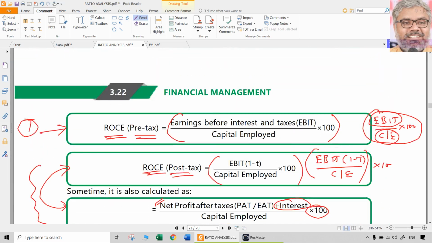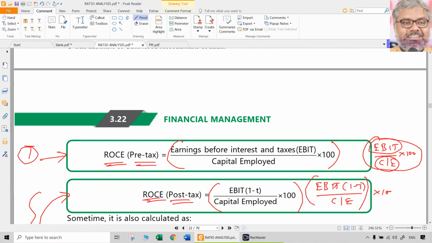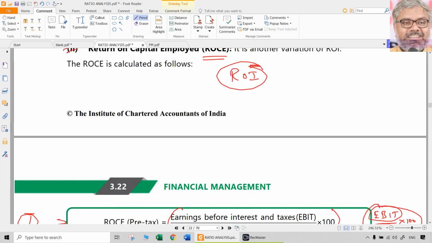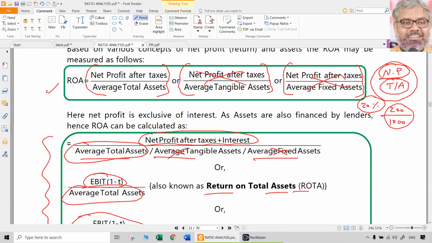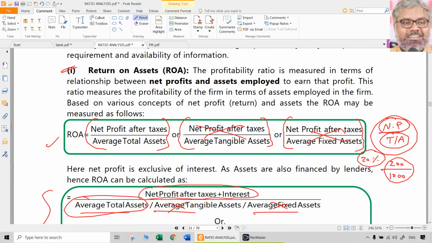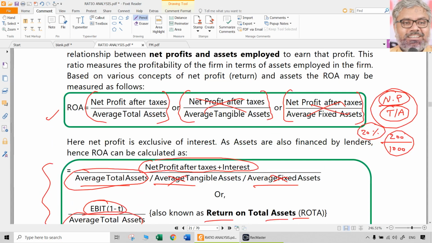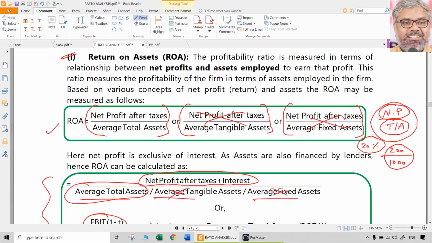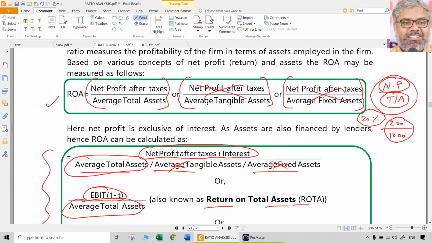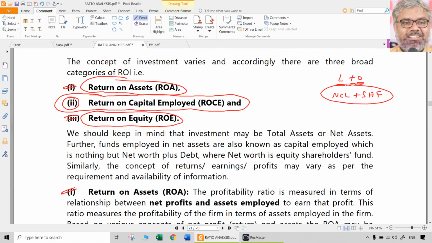Normally, pre-tax return on capital employed is EBIT divided by capital employed multiplied by 100. If it is post-tax, EBIT into (1 minus tax rate) divided by capital employed multiplied by 100. Normally, return on assets means net profit after taxes divided by average total assets. Generally. But if at all we have to take net profits before interest, that is a separate variety. Sometimes that can be taken as net profit after taxes plus interest divided by average total assets, or even as EBIT into (1 minus tax rate) divided by average total assets. That is return on total assets or return on assets.